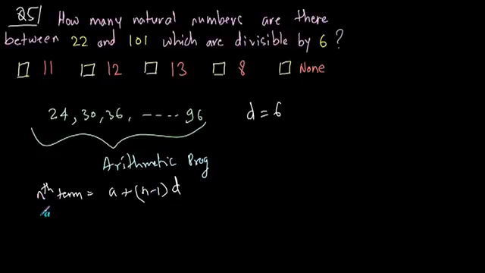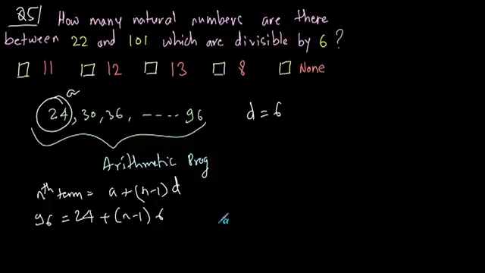So the nth term, the last term, is 96, which is equal to a, the first term, 24, plus (n minus 1) into d. d is 6. Now solving this would give n is equal to 13. If you solve this, n would come out as 13. So that's it. The answer is 13.